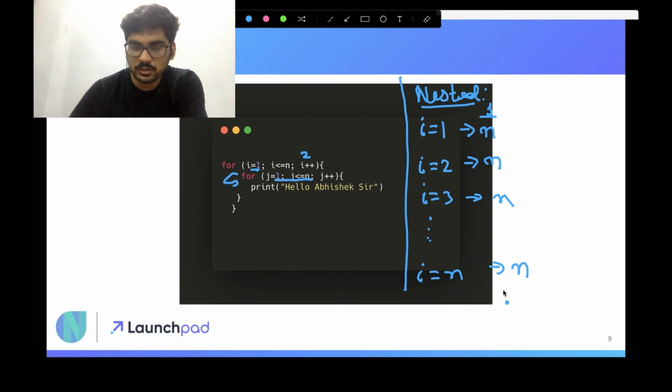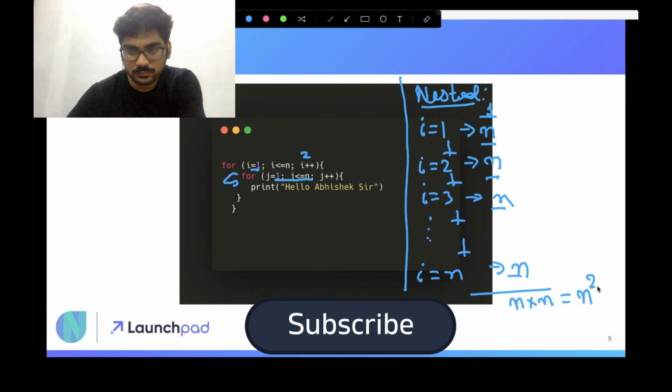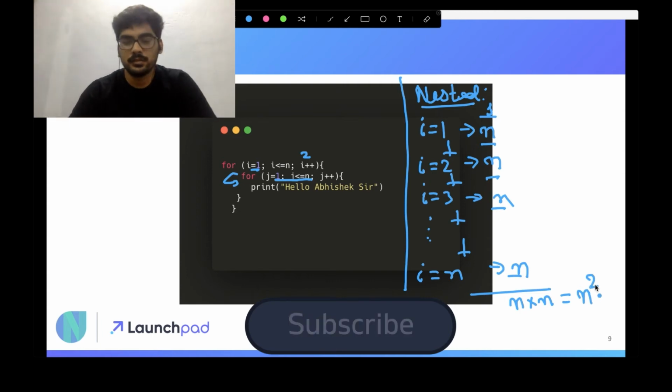So what is the total complexity? The total complexity will be the sum of all of these, how much time this takes in total. Here it was n steps, here n steps, n steps, and so on, n times. So total how many n are there? So n into n, right? That means n square. Clear, guys? Great.